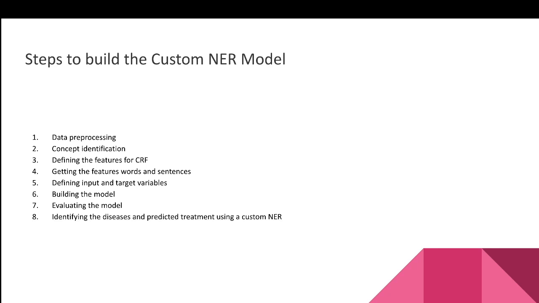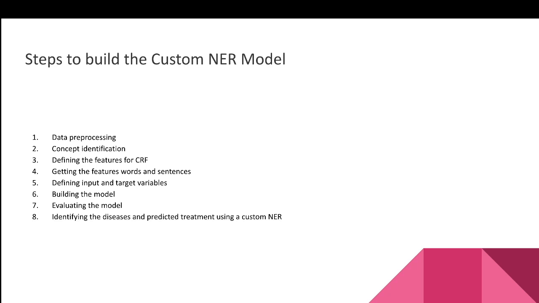To build a custom NER model, the first part is data loading and pre-processing. Then from that data, we have to identify the concepts involved, and define the features for the CRF. We will go into details on how to define the features for a CRF model. Then we get the feature words and sentences. We have a document, we convert it into sentences, and from the sentences we convert into words. This part is called tokenization: we tokenize into sentences and then further into words.